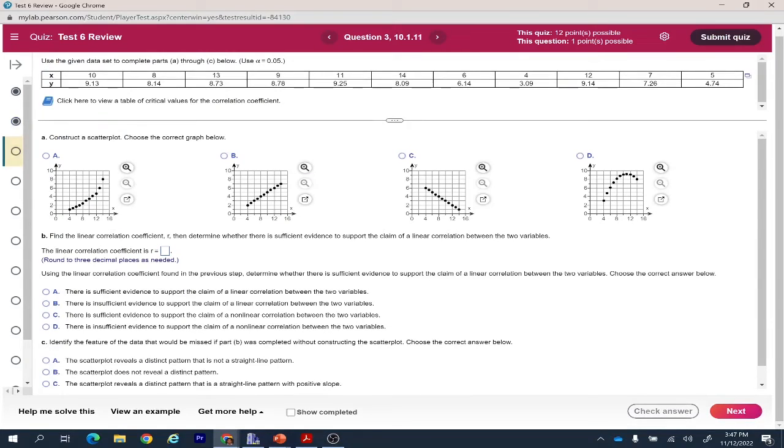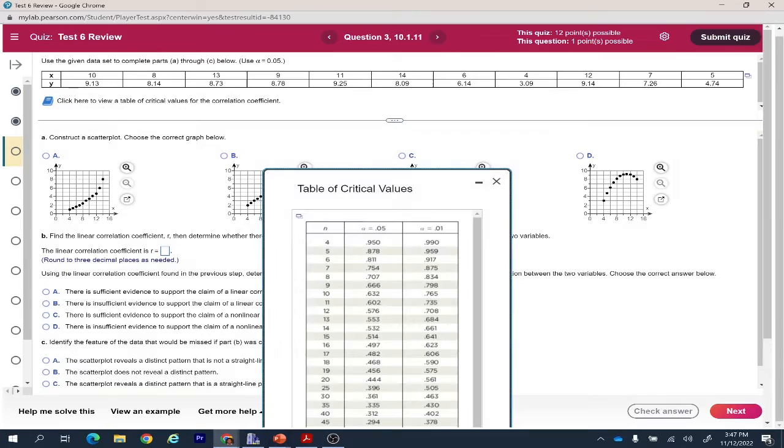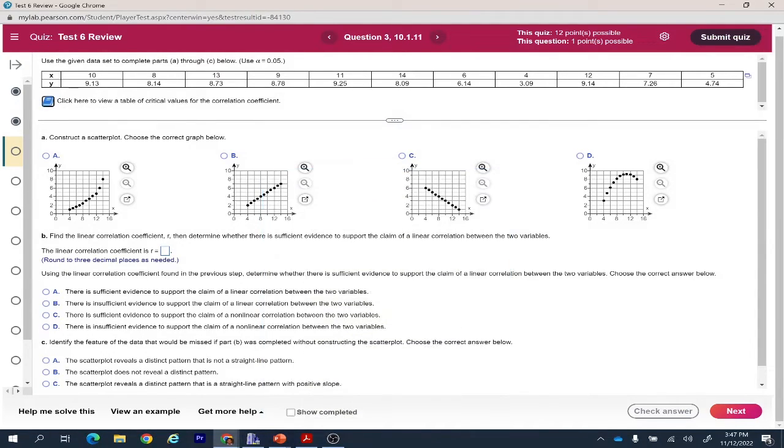Okay, use the given data set to complete parts A through C. Use alpha equal to 0.05. So this is the data we have given. Click here to view the table of critical values for the correlation coefficient. You can either use the table here or you can use StatCrunch.